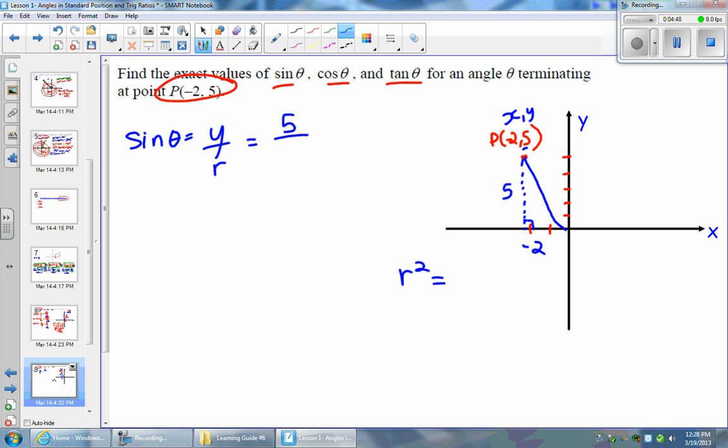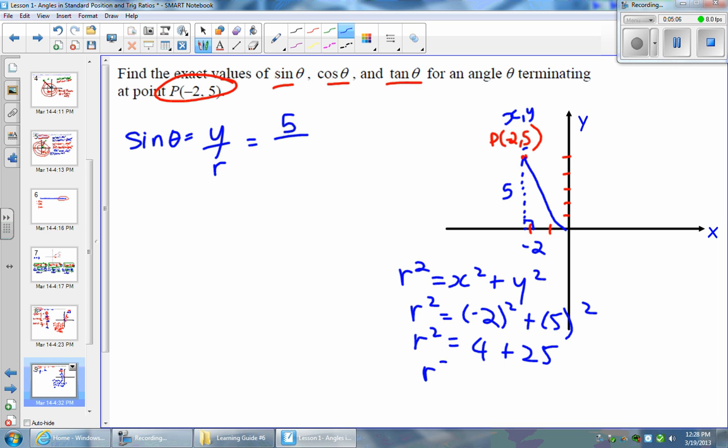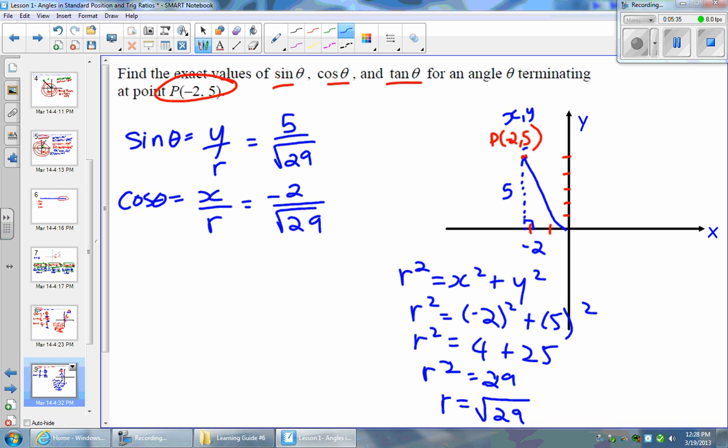And we're going to use, once again, r squared is equal to x squared plus y squared. And r squared stays the same. X value is -2 squared plus y, which is 5 squared. Okay, and as a result, we're going to get 4 plus 25, and r squared is going to be 29, and because we want to leave everything in exact values, r is going to be the square root of 29. Okay, so once we have that, we could plug it into our sine ratio. So on the bottom, we're going to have the square root of 29. Cosine of theta is equal to x over r this time. Our x value is -2, and our r value is going to be the square root of 29. And finally, we have our tan ratio, which is equal to y over x. Our y value is 5, and our x value is -2.